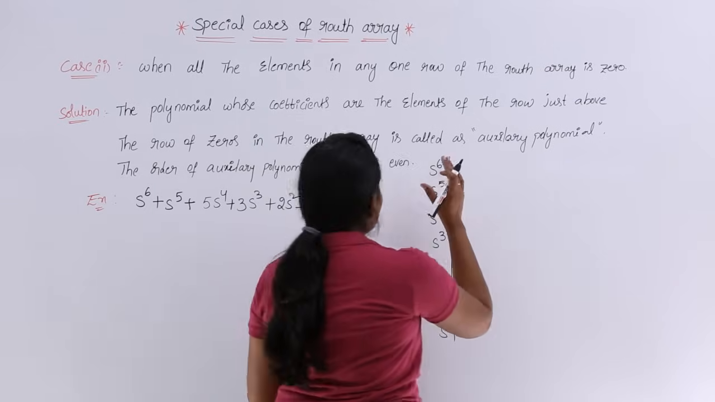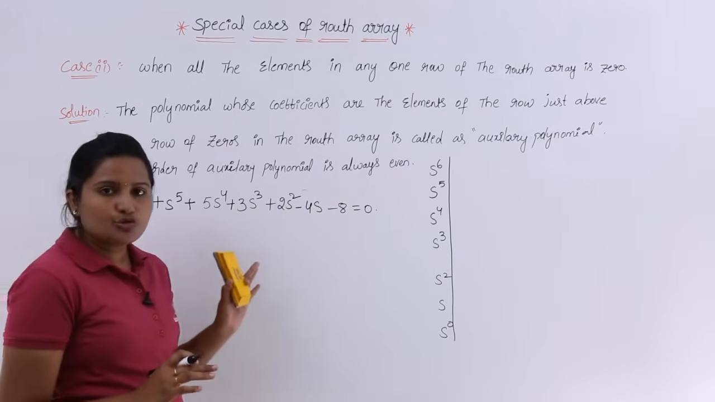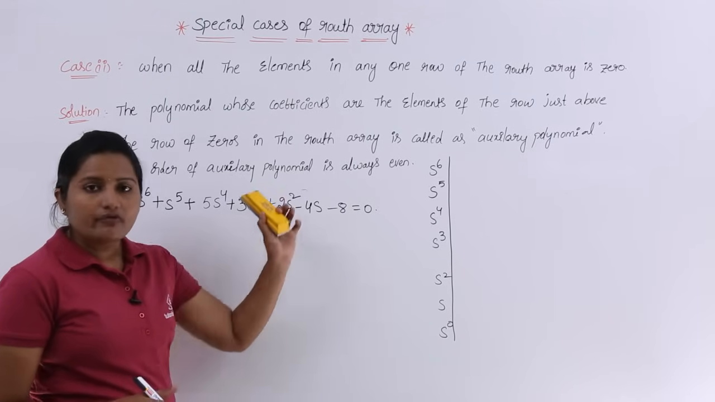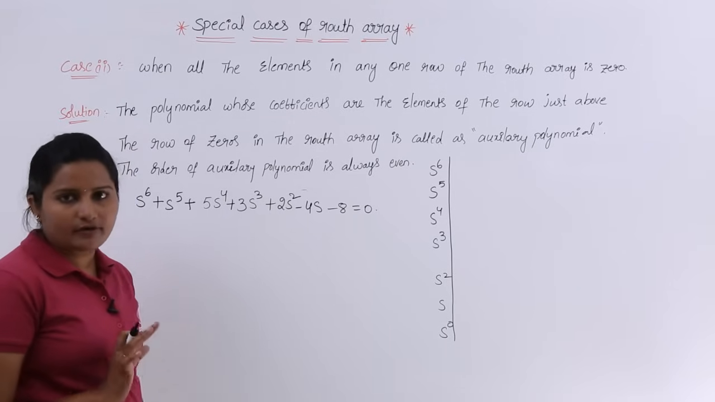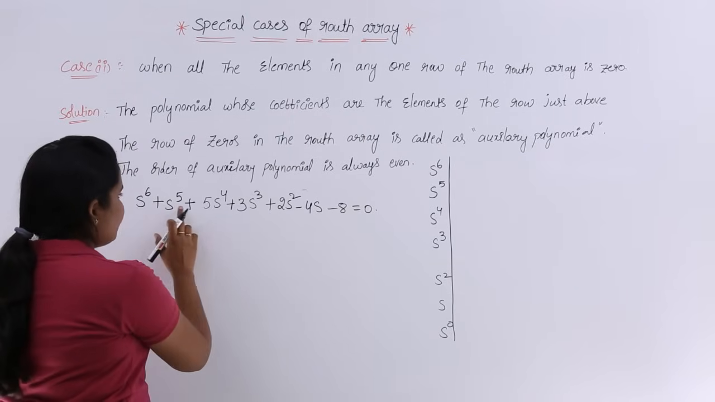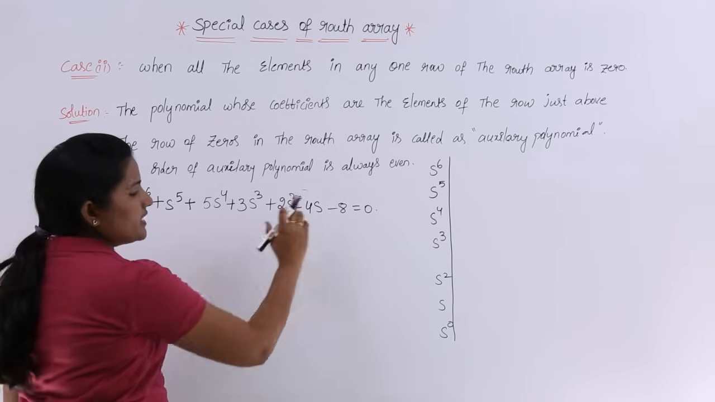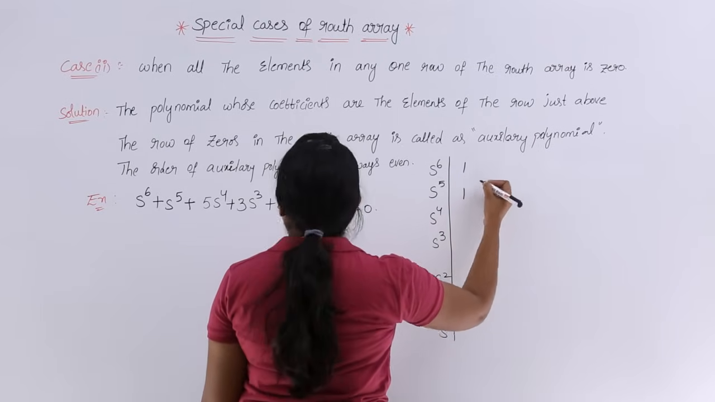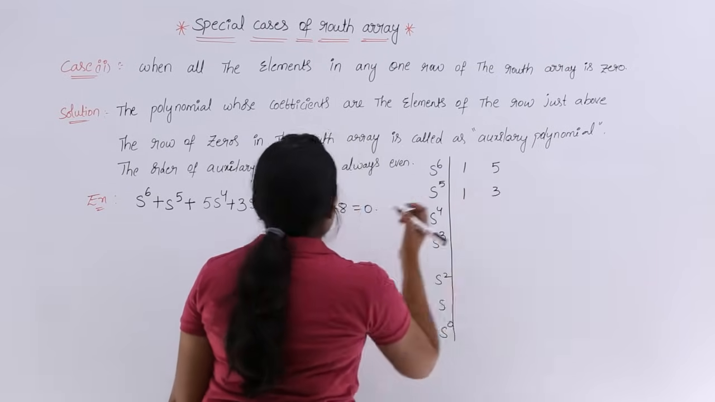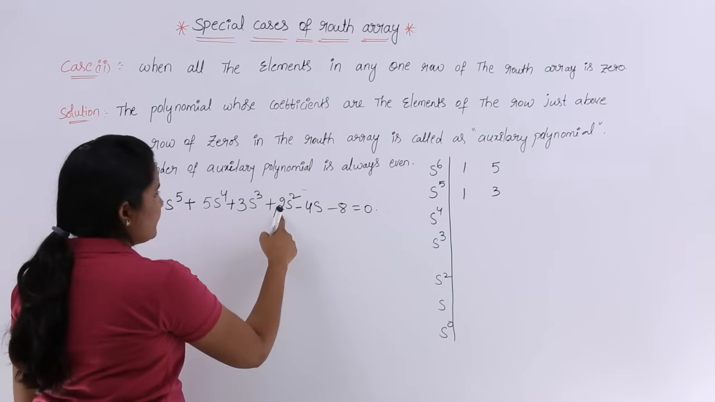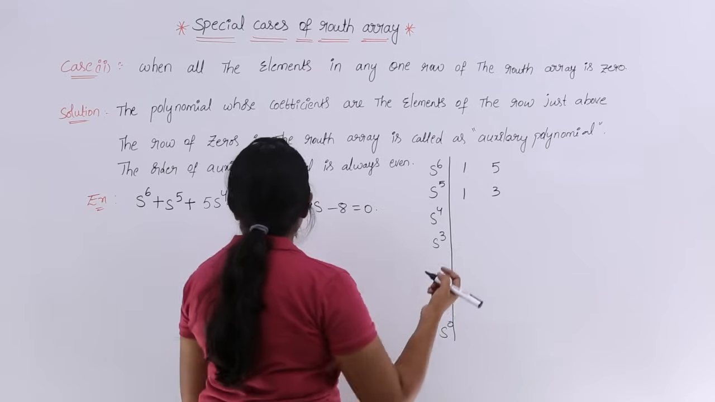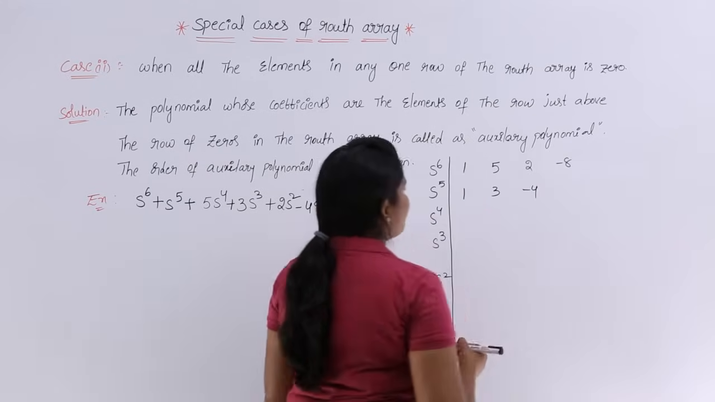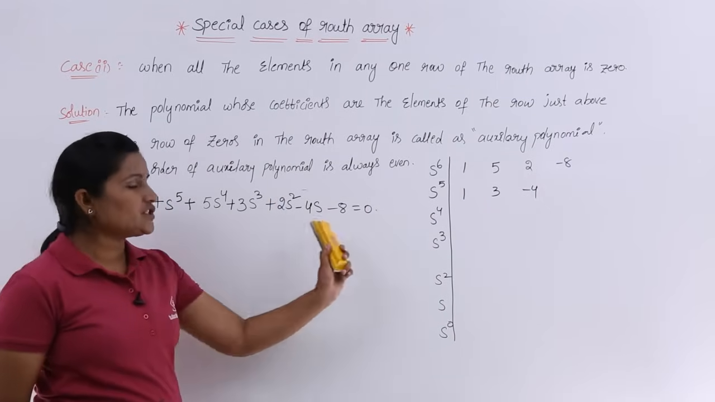Now, how can we write the first two rows of the Routh array? According to the coefficients of this characteristic equation, we fill the first two rows like this: A0, A1, A2, A3, A4, A5, A6, and then A0, A1, A2, A3 like this: 1, 1, 5, 3, 2, minus 4 and minus 8. 5, 3 is over, then 2, minus 4 and minus 8. So, the coefficients of this characteristic equation are over.